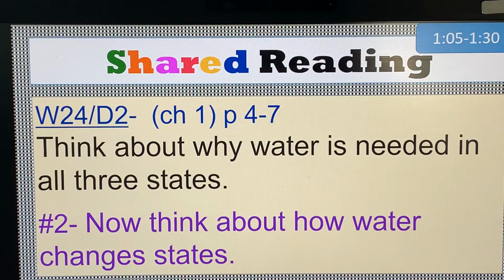How it changes state. Please look at the diagram on the bottom of page 6. Invisible steam. Steam is an invisible gas. You cannot see steam. What you see when a kettle boils is actually tiny drops of water.